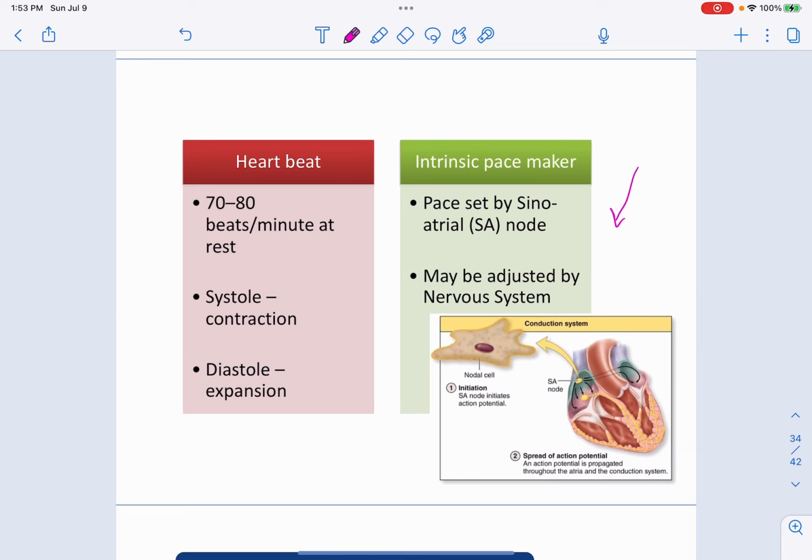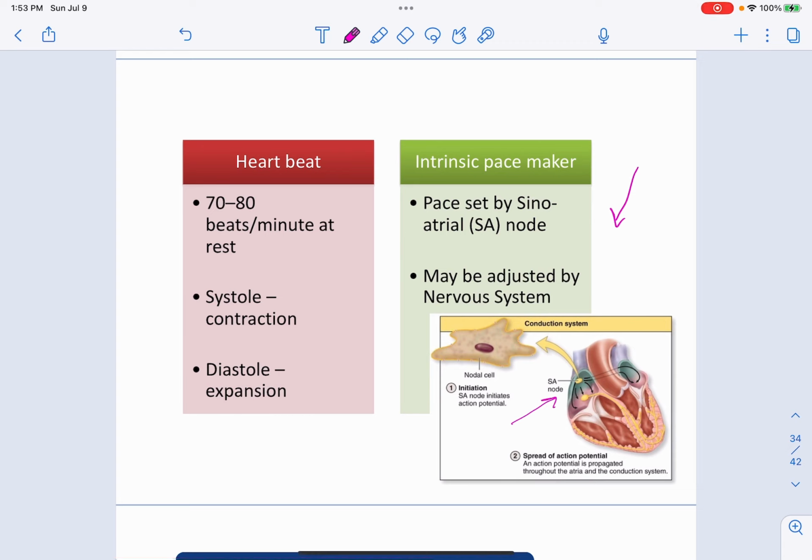And I think I also told you that all of the cells have to contract at the same time. They have this intrinsic ability to contract. And to set the pace of the heart, there is what's called a sinoatrial node, or an SA node. You can see it here.